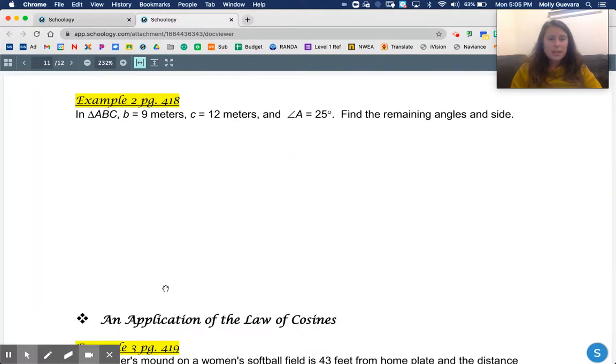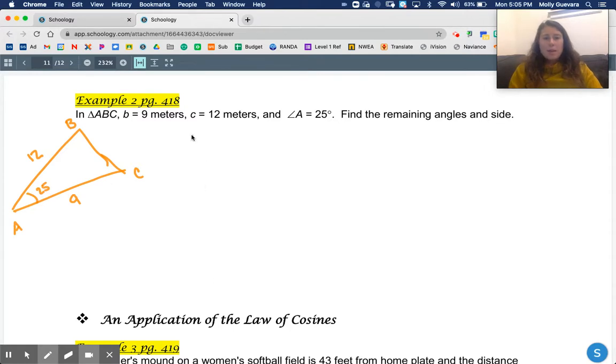Okay, so here it says in triangle ABC. Again, I like to draw it. Doesn't have to be perfect. Okay, so B is 9 meters, C is 12 meters, and angle A is 25. Find the remaining sides and angles. So I want to know all 6 of my angles and sides. I know that A is 25. I know that B is 9 meters and C is 12 meters.